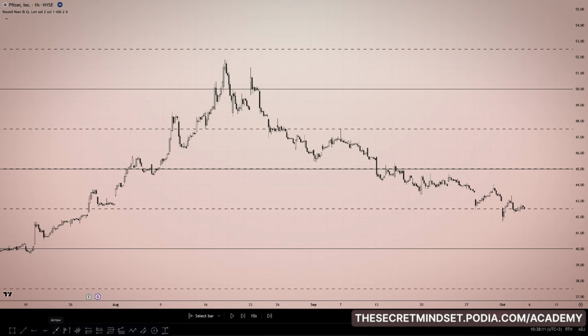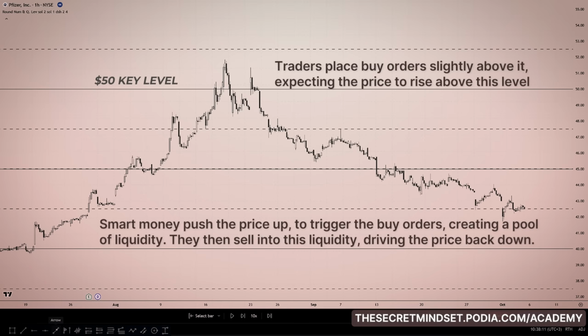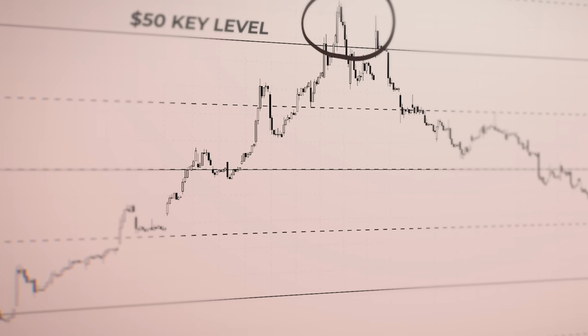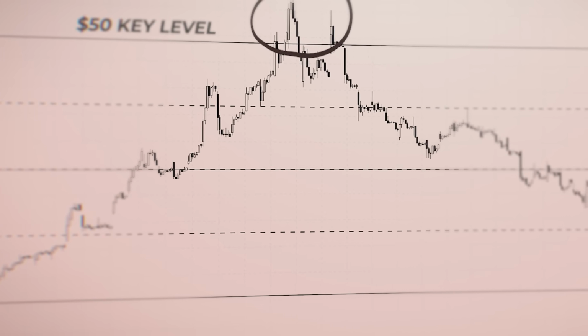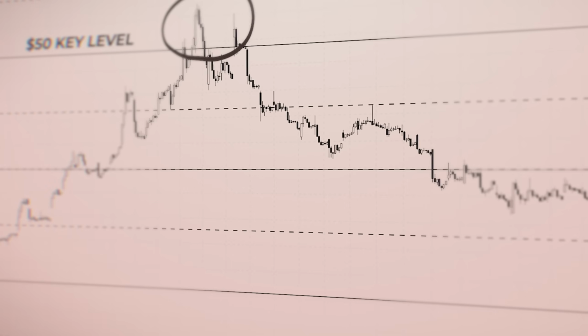against. For instance, if there's a round number at a $50 level, many traders might place buy orders slightly above it, expecting the price to rise above this level. The big boys might push the price up to trigger these buy orders, creating a pool of liquidity. They can then potentially sell into this liquidity, driving the price back down. Understanding all these liquidity zones and how smart money targets them is key. It helps you avoid common traps.